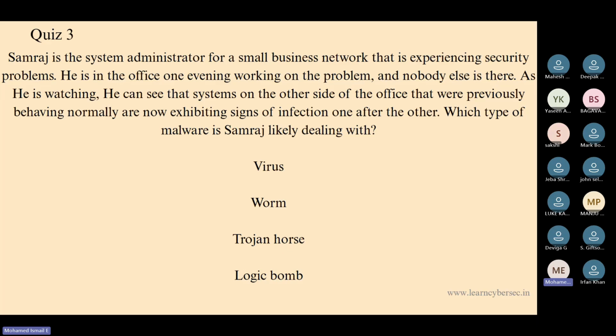So there are hints in this question. He's in the office, no one is there, some systems are on, no user. He's suddenly seeing systems getting infected one by one. What kind of malware could be doing this? Maybe I just explained this in the malware section. It could be a virus, worm, or Trojan horse. So the trick part here is the user is not doing any trigger. It is happening by itself. So which malware has that characteristic?